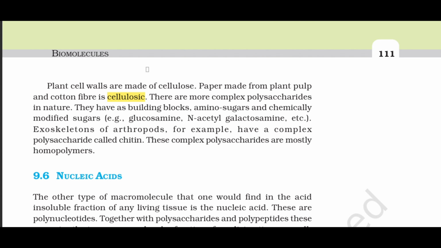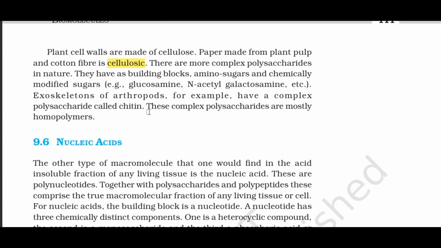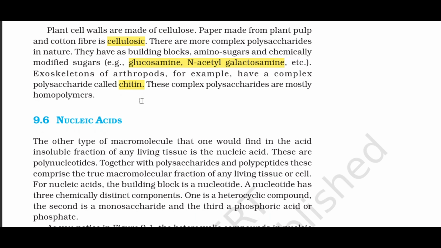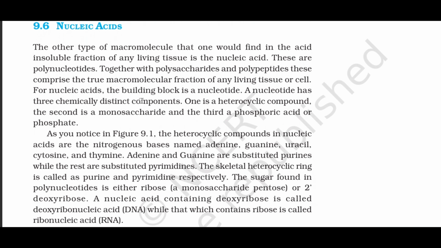There are more complex polysaccharides in nature. They have as building blocks amino sugars and chemically modified sugars, for example glucosamine, N-acetyl-galactosamine, etc. Exoskeletons of arthropods, for example, have a complex polysaccharide called chitin. These complex polysaccharides are mostly homopolymers.